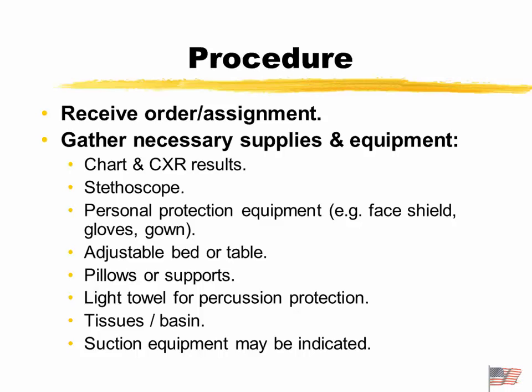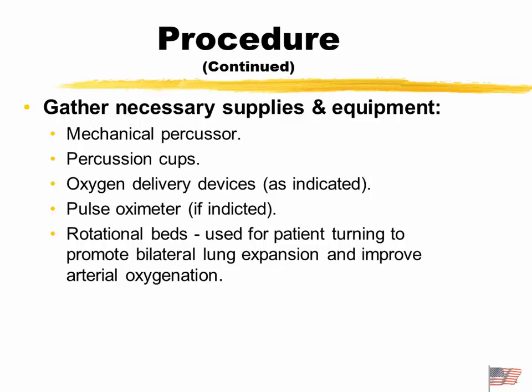So again, supplies that we need. Obviously a stethoscope, personal protective equipment. Want to look at the chest X-ray if there is one available. This is the part of the performance evaluation that you're going to have to understand: adjusting the bed, adjusting pillows as needed for each of the positions. The percussion is indicated, and we can either use a manual percussor or our hands. Certainly, if they're on oxygen, we can monitor them with a pulse oximeter. And there are specialized beds that can be used, but we're not there.